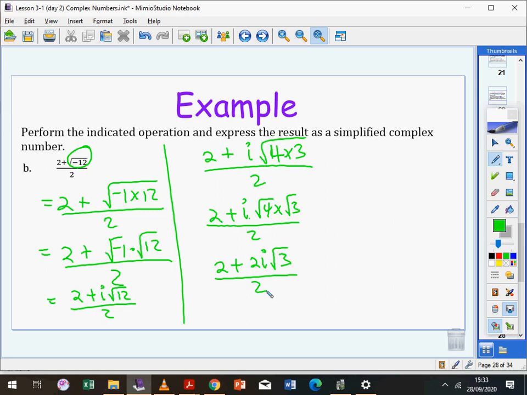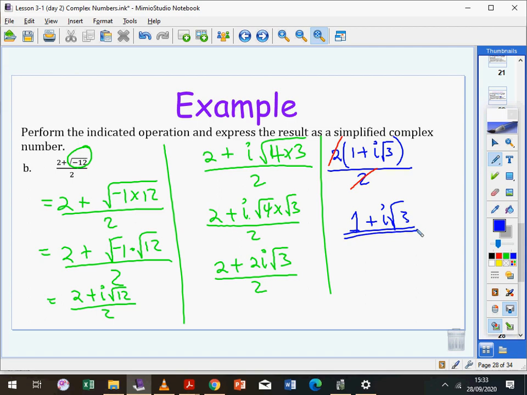Now I'm at a point where I can divide, or to do this very safely so that I don't confuse you, I can factor out 2, 1 plus i root 3 divided by 2, and then at this stage I can cancel out the 2's and end up with 1 plus i root 3 as my simplified complex number.